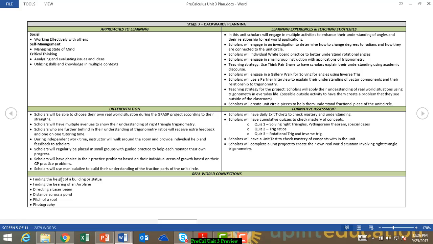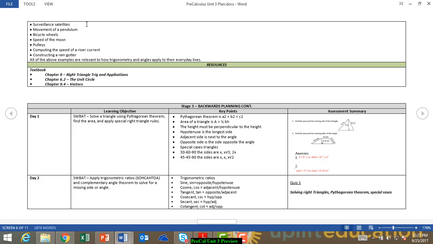Some real-world connections. I would take a look at these connections as we go through. The textbook has great word problems in there that are directly tied to some of these problems, so that you can talk about the pitch of a roof, photography of how the camera sets up and shoots at angles, laser beams, bearing and flight of an airplane is really great. Finding the height of a building, great connections to talk about during class.